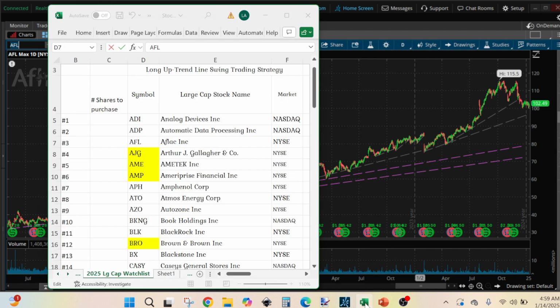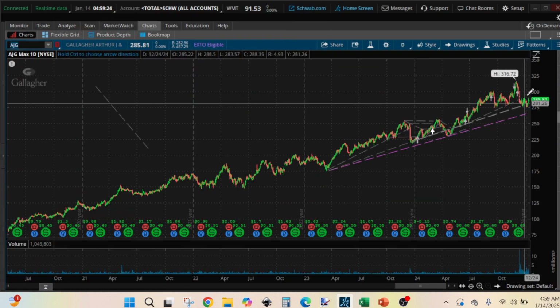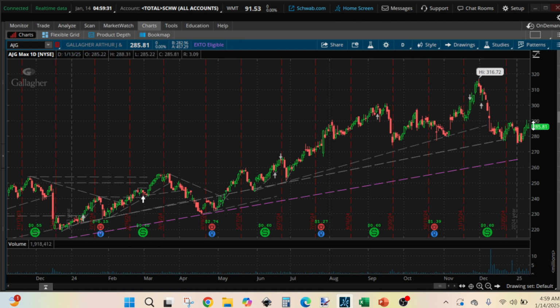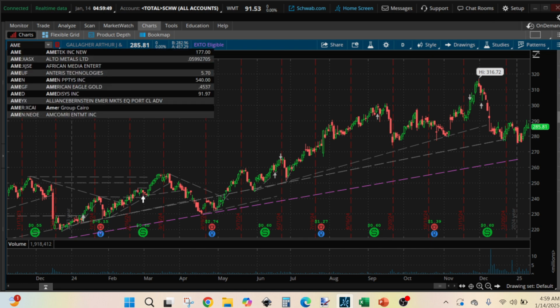The next three, we have them in our portfolio. AJG. We bought it there, but then the price went down from there and seems to be around this trend line. The next one is AME, so it will be a while before it will go back up, and we do not like to sell stocks at a loss, therefore we'll just hold on to it.